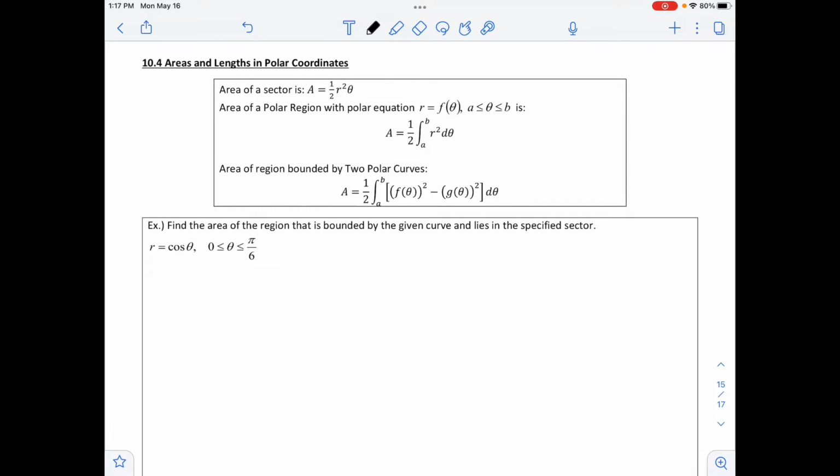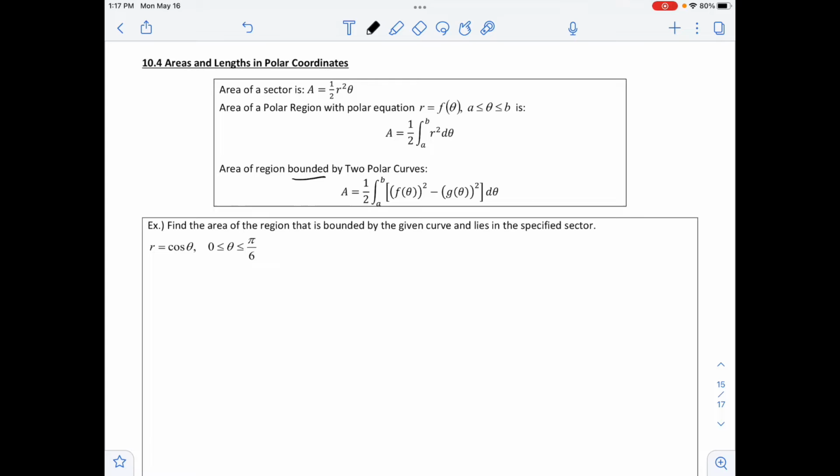The area of the region bounded by two polar curves is A equals 1/2 times the integral of f of theta squared minus g of theta squared d theta. And so they should look very similar to the ideas that we discussed back in chapter 6, but extending those upon what we're talking about right now, which is with polar coordinates.